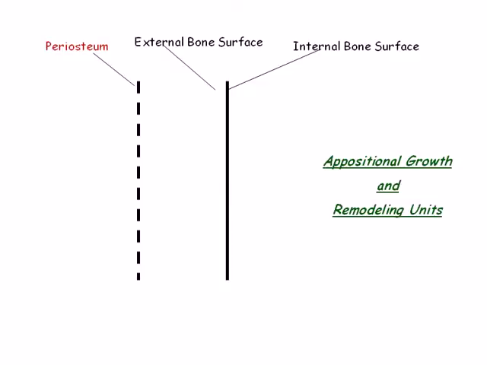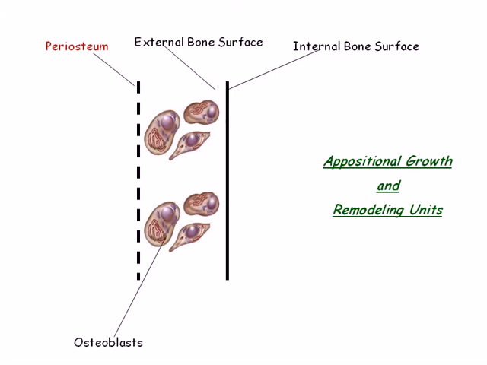Appositional growth is mediated by coordinated activities of groups of osteoblasts and osteoclasts known as remodeling units. Remember, the periosteum is the protective and nutritive connective tissue that lines the external surface of the bone. Osteoblasts are located between the periosteum and the external bone surface. Osteoblasts lay bone matrix down on the external surface of the bone, increasing the girth of the bone.